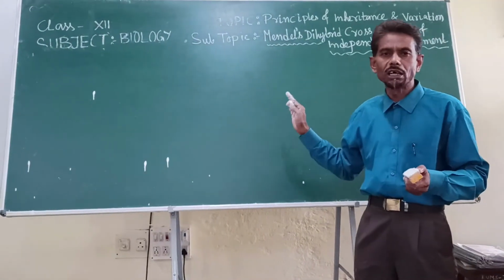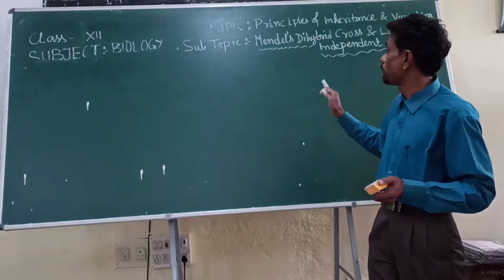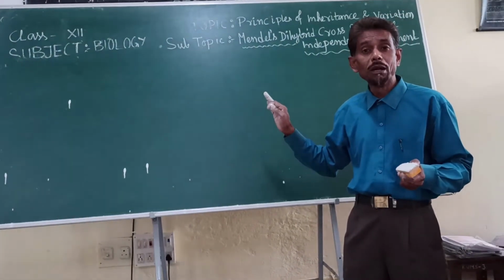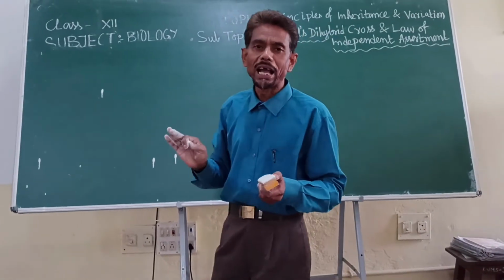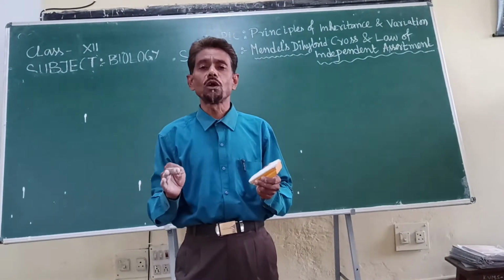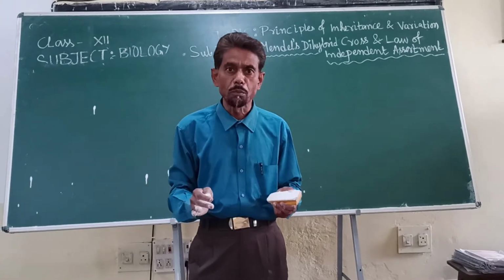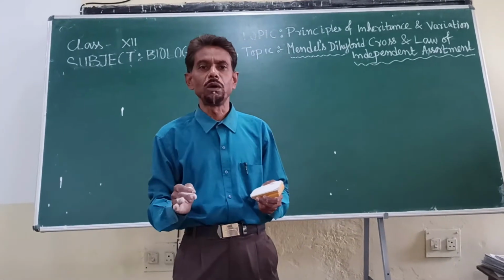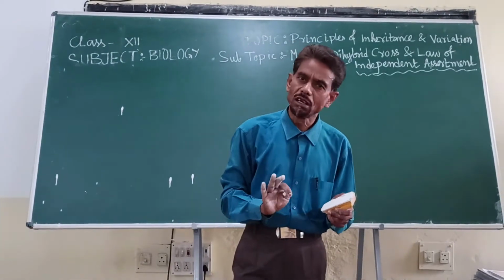So before we discuss the law of independent assortment, we shall have to know the dihybrid cross in detail. Let us know what we mean by dihybrid cross. When two pairs of contrasting characters are taken into consideration for a cross-breeding experiment, that type of cross we call a dihybrid cross. Is it very clear?